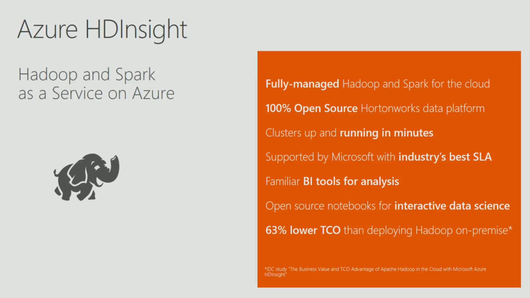So this is my last slide on HDInsight. HDInsight is a fully managed Hadoop and Spark for the cloud. It's based on 100% open source Hortonworks Data Platform. Once you click on create a cluster, within 15 to 20 minutes, you have a cluster up and running. It's supported by Microsoft's industry best SLA, with familiar BI tools for analysis. We have an ODBC driver. You can hook up Tableau, Power BI, whatever you'd like. We also have deep integration with Visual Studio, IntelliJ, and Eclipse. Those are the tools you'd like to use. Out of the box, we have connectivity with open source notebooks. And according to a study, the cloud is 63% cheaper than on-prem. So this is just the reason why you should be using HDInsight and not any other vendor.